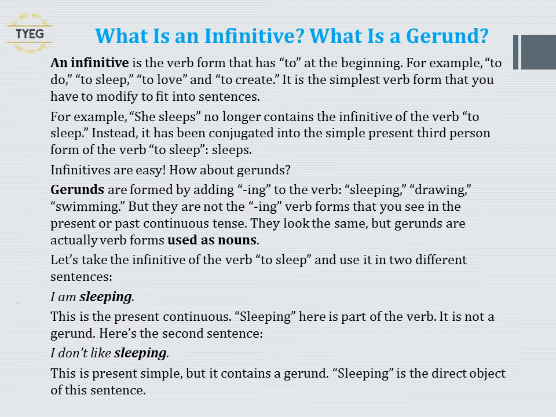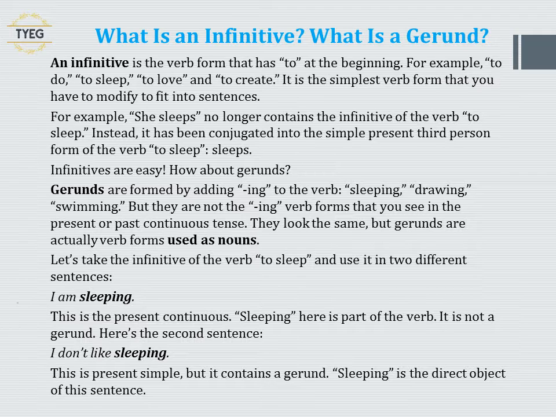It is the simplest verb form that you have to modify to fit into sentences. For example, "she sleeps" no longer contains the infinitive of the verb to sleep. Instead, it has been conjugated into the simple present third-person form of the verb to sleep, sleeps. Infinitives are easy. How about gerunds?